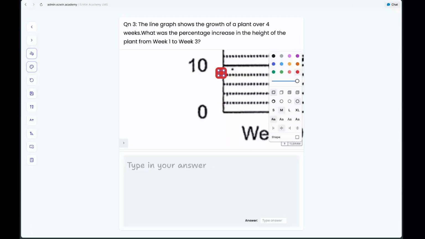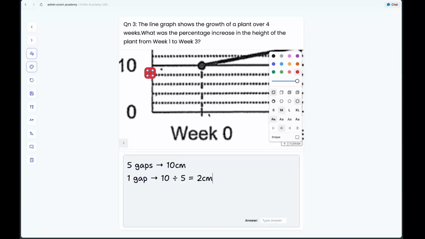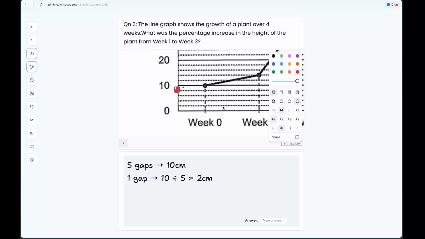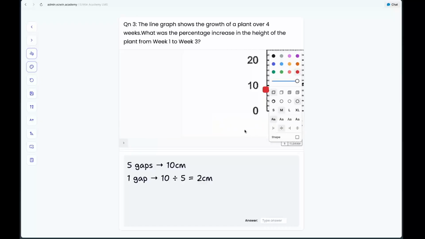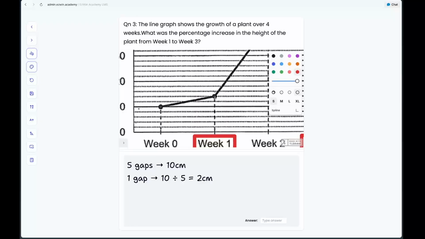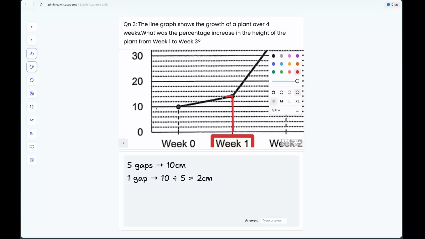So this is 5 gaps, which is equal to 10 centimeters. So one gap will be pretty straightforward, which is 10 divided by 5, and this will give us 2 centimeters. So now we know what one gap is. The next thing is we want to find out how many is in week 1 and in week 3. So in week 1 over here, we can trace out week 1. For week 1, it is 10 with 2 gaps. So that means week 1 will be equal to 14.